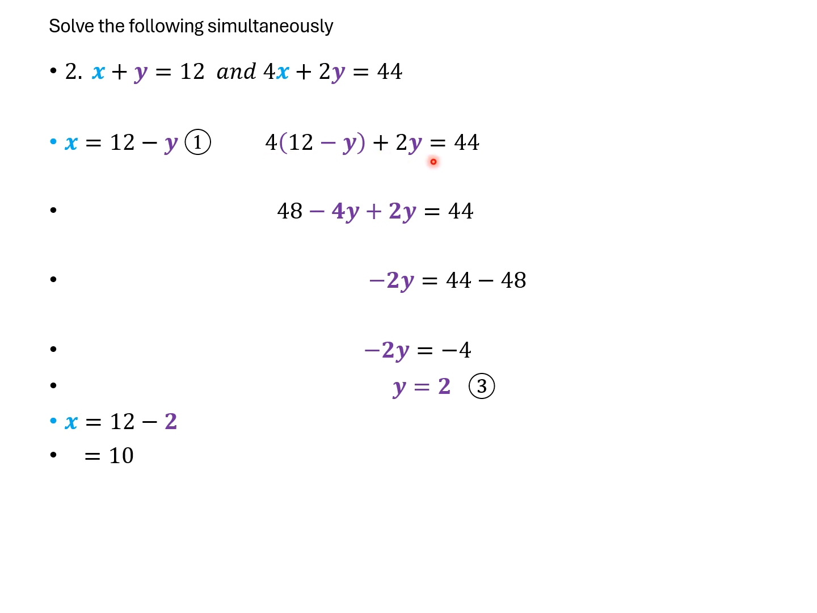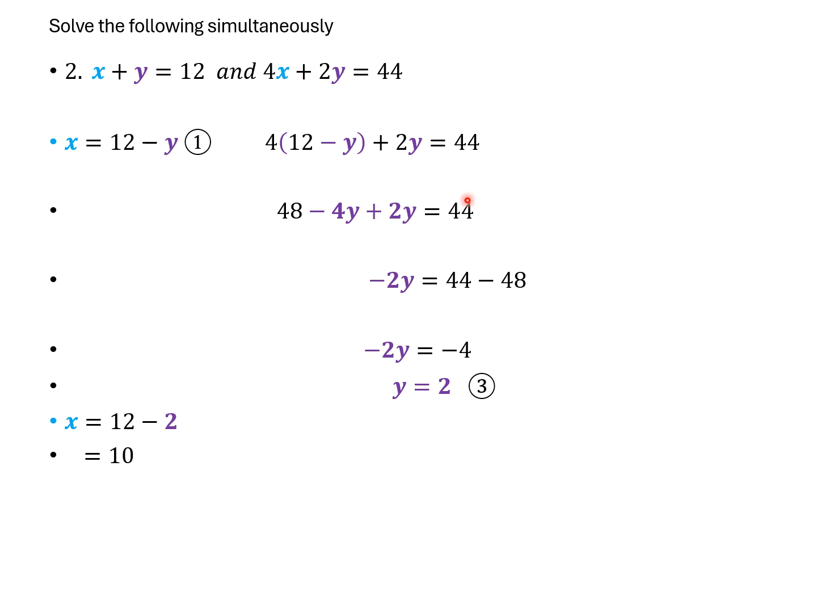You see that whole line there, that equation only has one variable, y. So now I'm able to solve for y. 4 times 12 gives me 48. 4 times negative y gives me negative 4y, plus 2y equal 44. Minus 4y plus 2y gives me minus 2y.